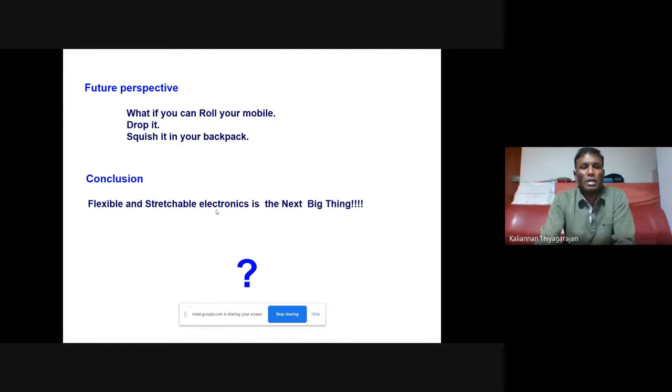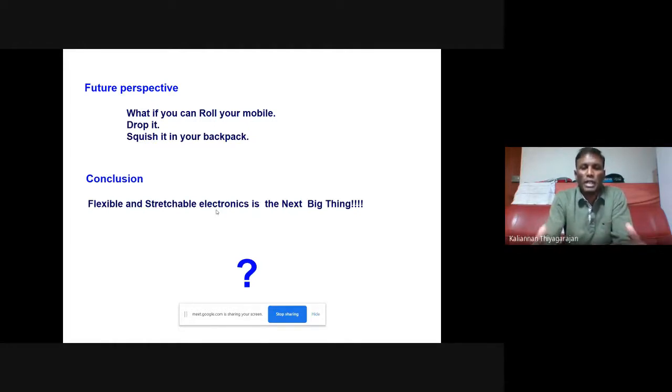And as a conclusion, flexible and stretchable electronics is the next big thing. It should be, sure, business-wise and research-wise, and it has huge potential in all fields, from medical and aerospace, space technologies, to day-to-day life events, like if you are doing exercise, you can monitor your body problems. So these are the things. And smart mobile phones will be stretchable smart mobile phones.